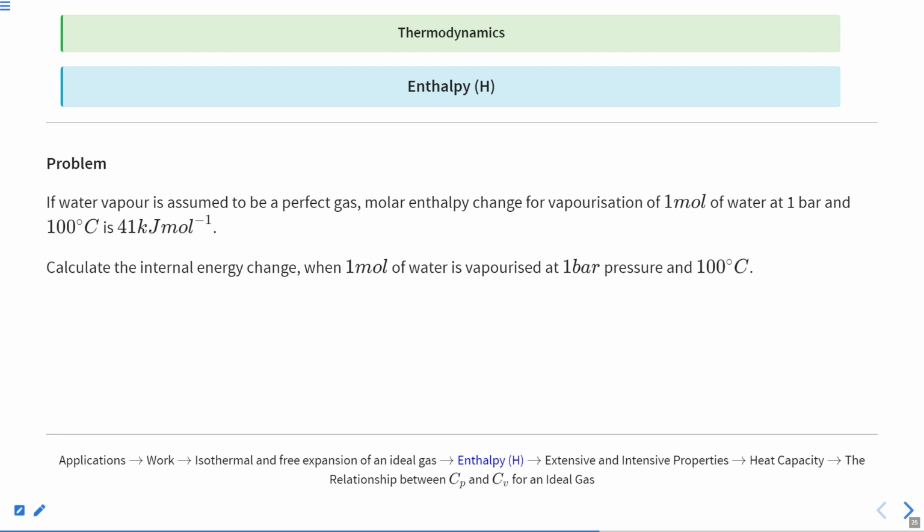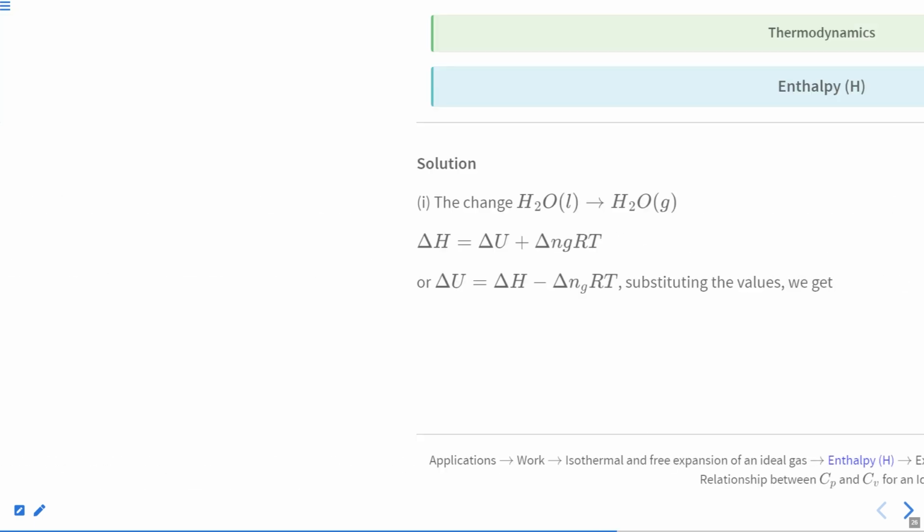So what is the meaning of molar enthalpy change? It means that the enthalpy change is for 1 mole of what? 1 mole of water. Clear? Now calculate the internal energy change when 1 mole of water is vaporized at 1 bar and 100 degrees Celsius. Okay, so we have to calculate the internal energy change.